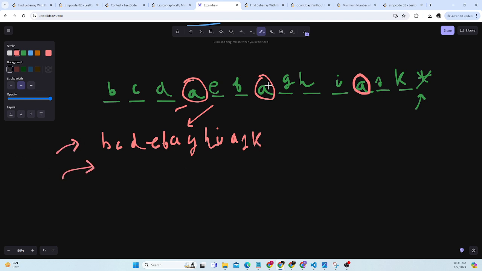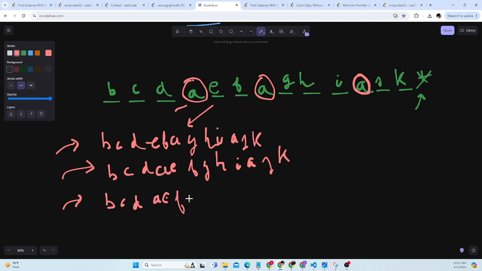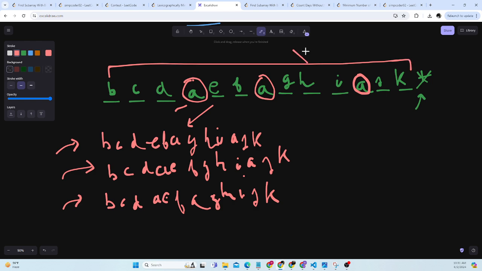If we remove the second A, our string will become B, C, D, A, E, F, G, H, I, A, J, and K. And if we remove the third A, it will become B, C, D, A, E, F, A, G, H, I, J, and K. We see that all these strings have the same length, because if the string's length is x, deleting any A gives length x minus 1. So length can never be useful in comparing. Now we see that all of these prefixes are the same.